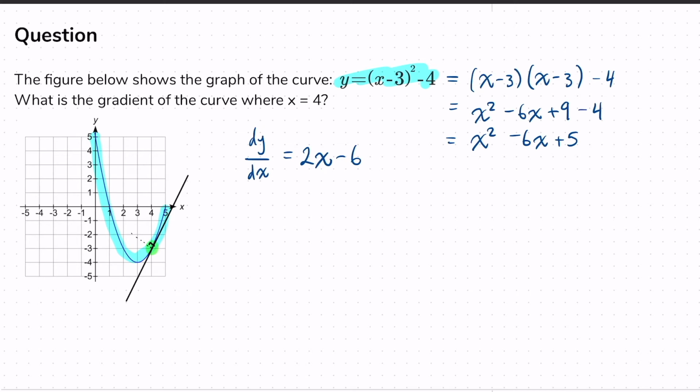So I can substitute in x equals 4. So what's the gradient when x is equal to 4? 2 times 4 is 8, minus 6. The gradient is equal to 2, which is positive. And actually, from our graph, we can see that it looks about right.